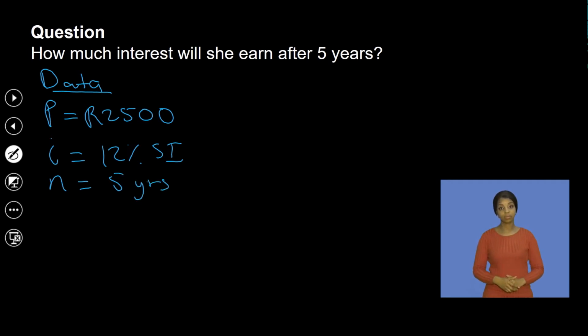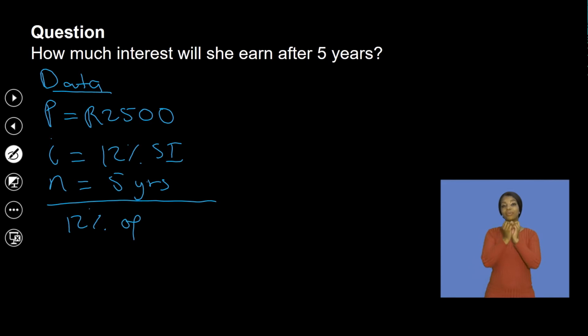So the first question wants us to look at how much interest she will earn after 5 years. What we're going to do is look at what 12% of the principal amount is, and then multiply that amount by the duration, which is the 5 years.